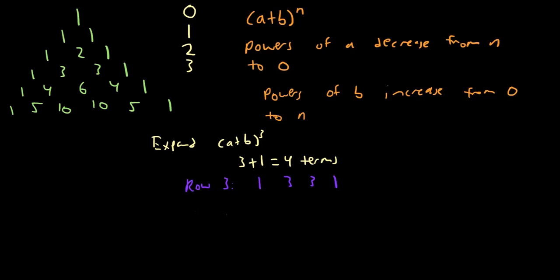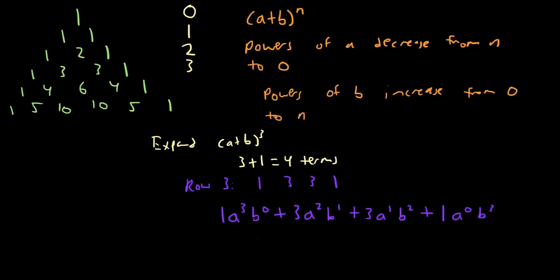So we're going to start with 1a cubed, because n is equal to 3 and the powers of a decrease from 3 to 0. B to the 0, because the powers of b increase from 0 to n, plus the next coefficient, which is 3, a squared, because it's decreasing from 3 to 2, b to the first power, because it's increasing from 0 to 1, plus another 3, which is our next coefficient, times a to the first power, b squared, and then finally plus 1, a to the 0, b cubed.